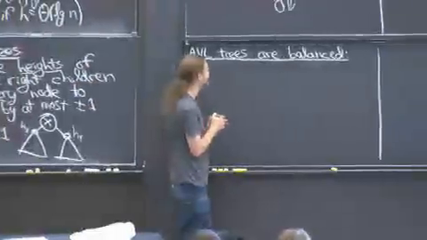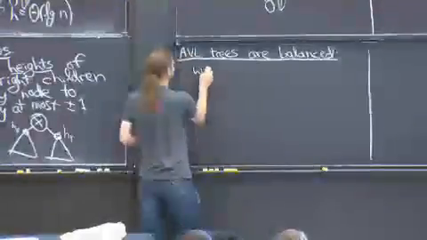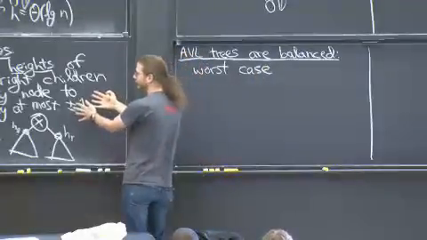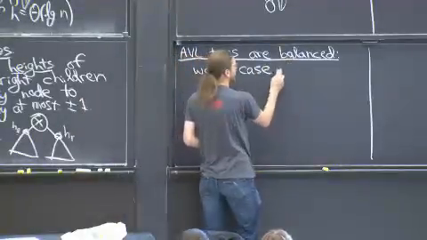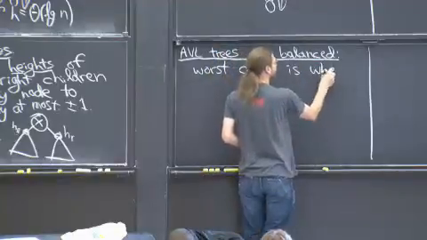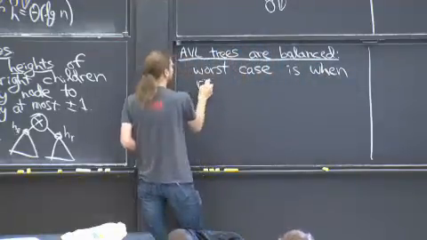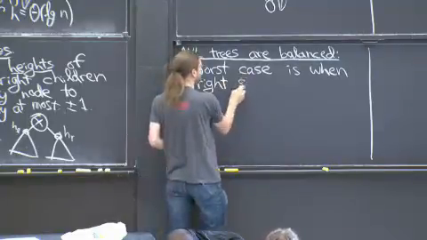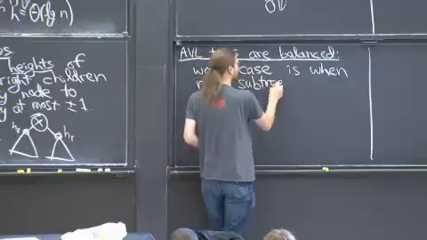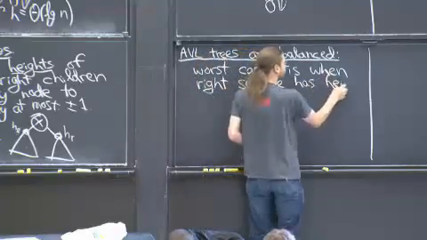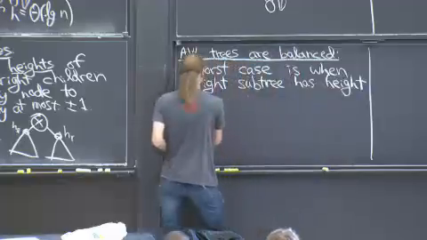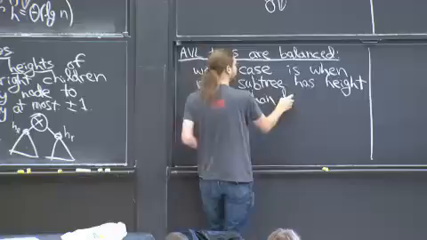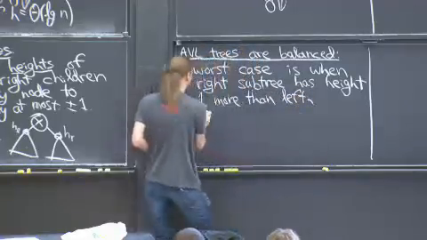All right. So I'm not going to prove this formally, but I think if you stare at this long enough, it's pretty obvious. Worst case is when, there are multiple worst cases because right and left are symmetric. We don't really care. But let's say that the right subtree has height one more than the left for every node.